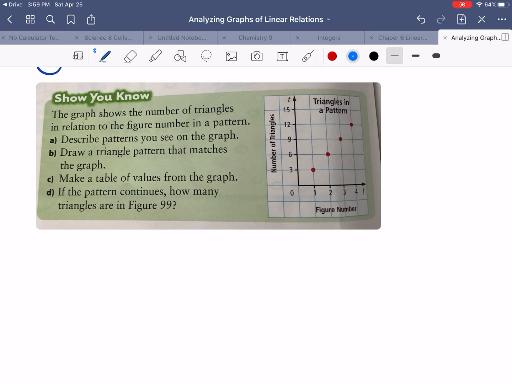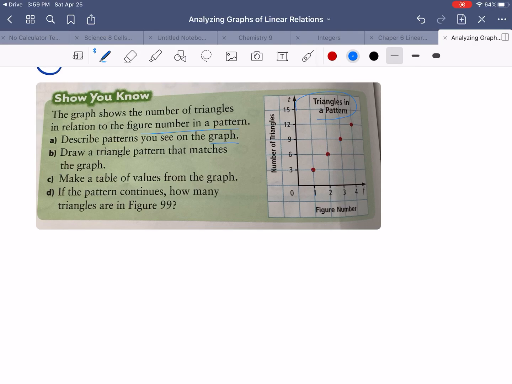All right, so I'm going to do the answers now and walk through what they were. The graph shows the number of triangles in relations to the figure number in a pattern. So triangles in a pattern. Okay, so if you have figure number 1 had 3, figure number 2 had 6, figure number 3 had 9, and figure number 4 had 12. Describe the patterns you see on the graph.